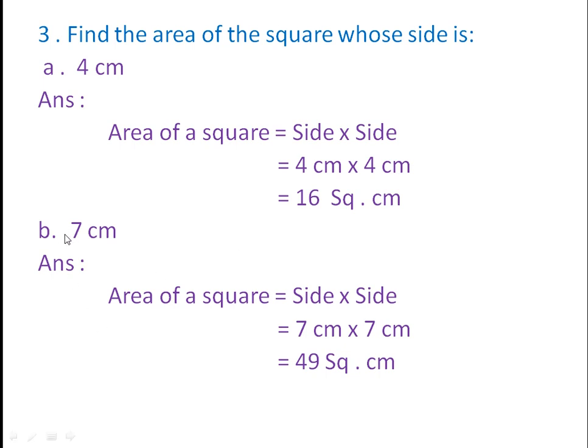And next, B: 7 centimeters. Here, first write down the formula for the area of the square, side multiplied with side, write down the side value here, and multiply both values. 7 sevens are 49 square centimeters is the answer for the area of the square for this 7 centimeters problem. And also this is very important: we should not write centimeters. We must write square centimeters here.